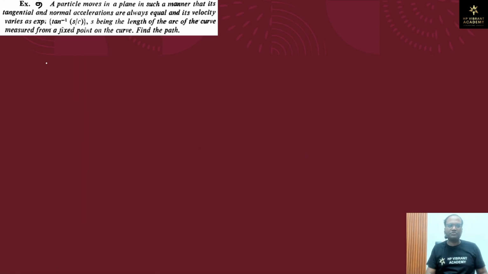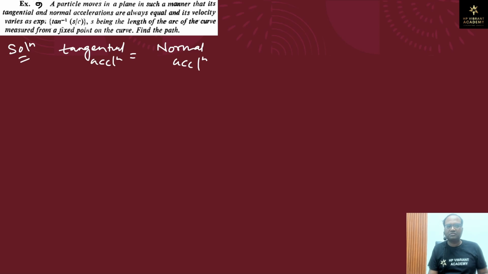Okay. So let us discuss question number 9. How can we solve this? The particle moves in a plane in such a manner that its tangential and normal accelerations are always equal, and its velocity varies as with. Now in such a manner that tangential acceleration is equal to normal acceleration, they are always equal.